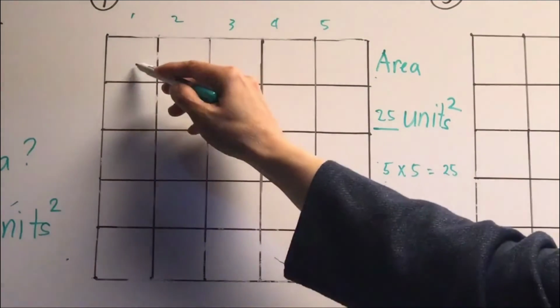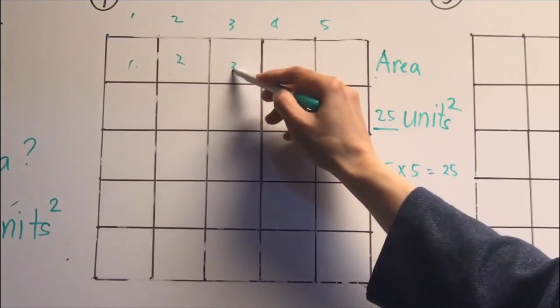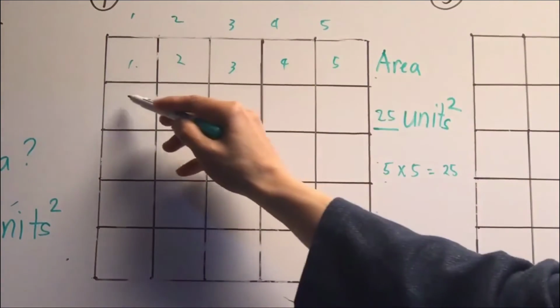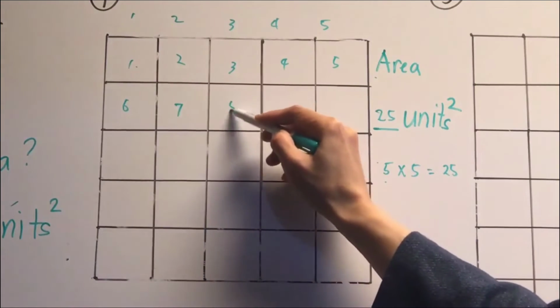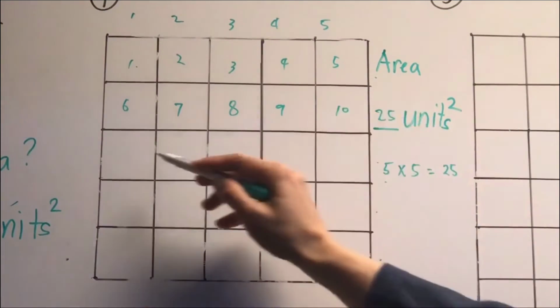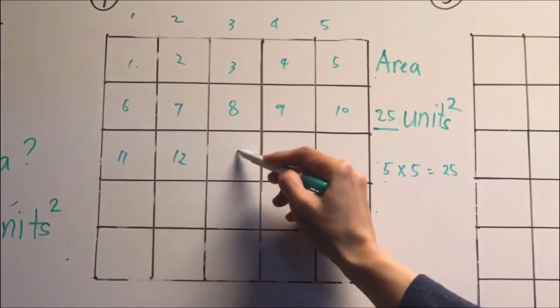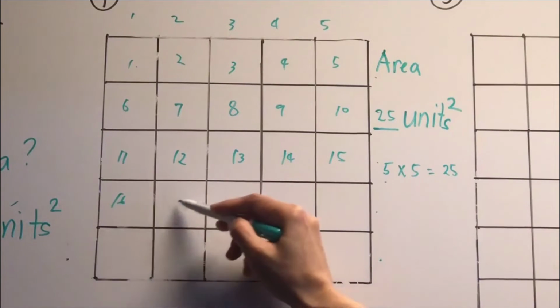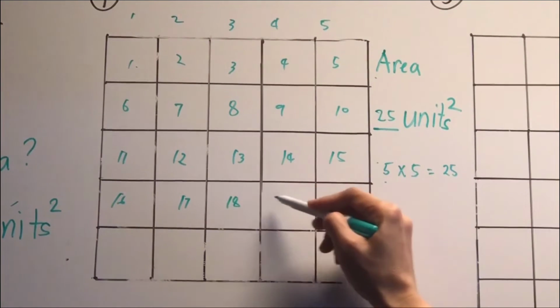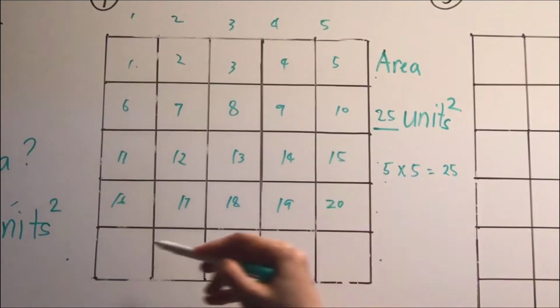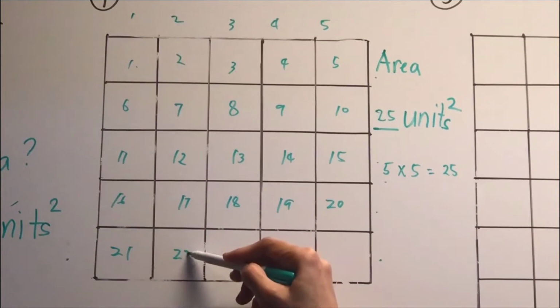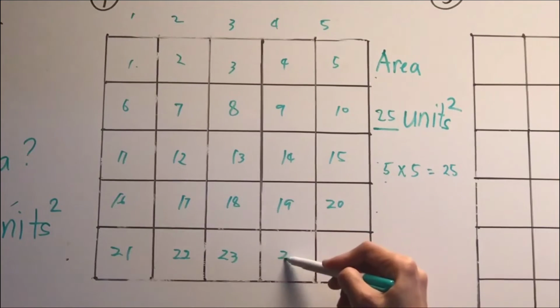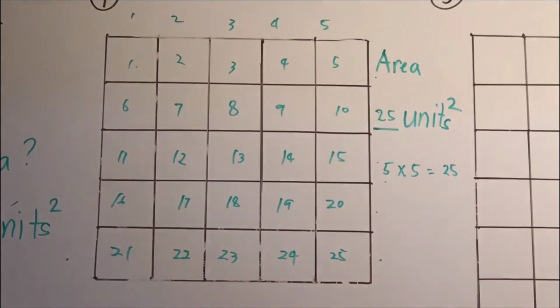Let's check. 1, 2, 3, and so on up to 25. So the area of this square has 25 square units.